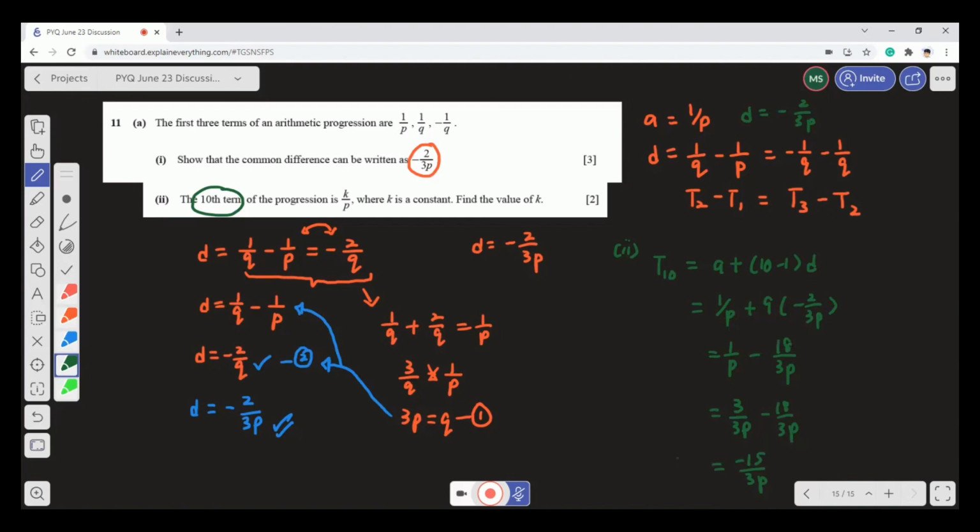However, this is your 10th term. The question also says, find the value of K if the 10th term is K over P. So K over P is equal to -15 over 3P. P cut away, K is equal to -5. That is your final answer.